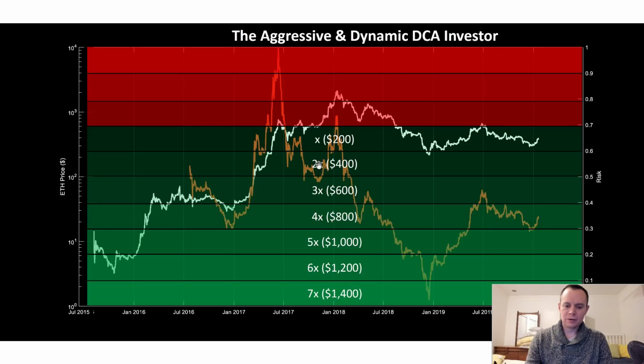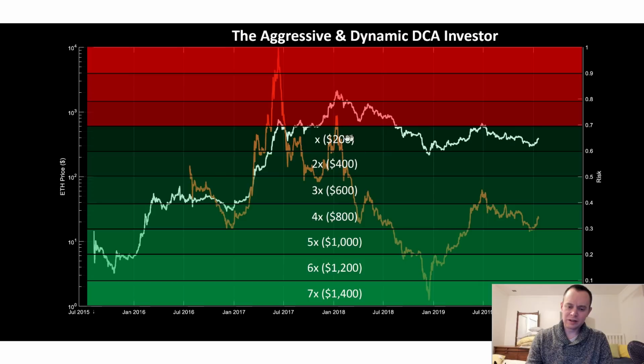So one type of investor that we have is the aggressive and dynamic dollar cost average investor. This is someone who is trying to be a little bit wittier with their buys. So when the risk is higher, now obviously they're not using this risk indicator because this is mine, but it's not that difficult to just create something yourself to define as risk.